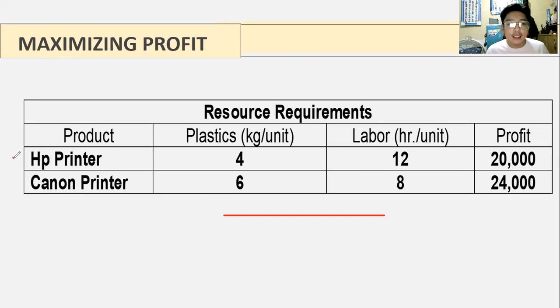We have here first the HP printer. It is stated in the problem that the HP printer requires 4 kilograms of plastics, requires 12 hours of labor, and generates a profit of 20,000 pesos for each unit. Moreover, it is stated in the problem that the Canon printer requires 6 kilograms of plastics and 8 hours of labor, and generates a profit of 24,000 pesos. Okay, so we simplify the problem by putting it in this table.